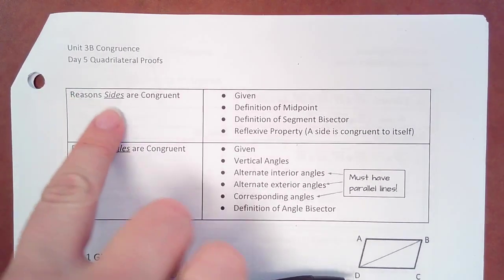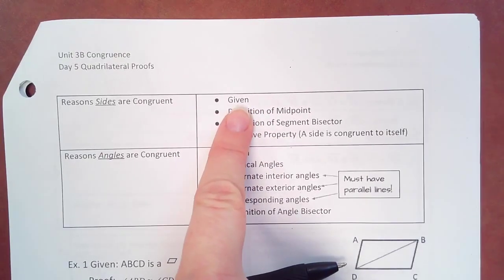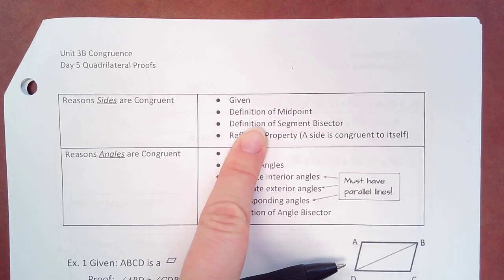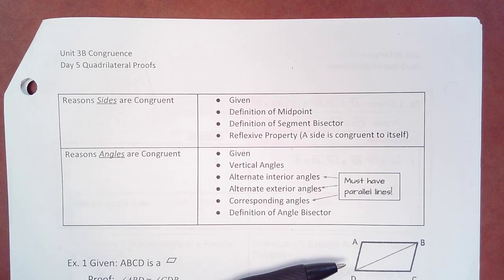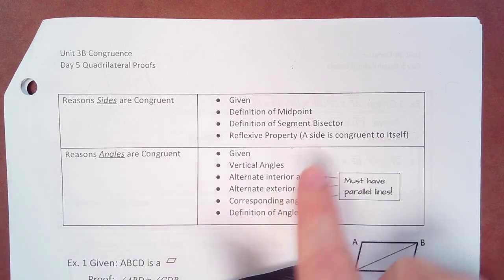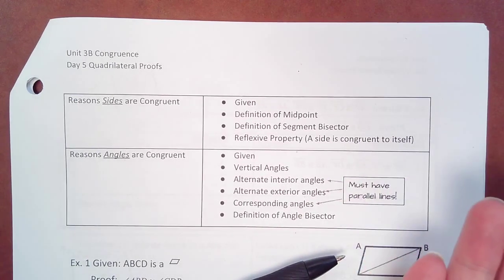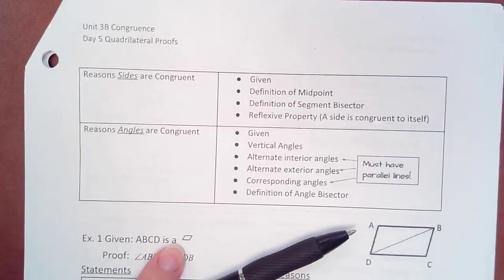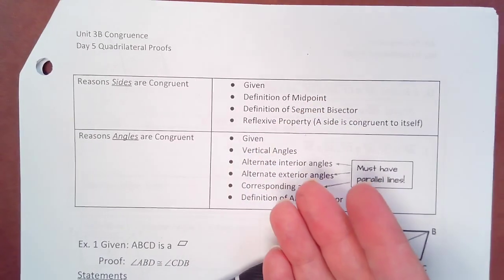Reasonings that we could say sides are congruent is if it's the given. If I said something's a midpoint, so definition of midpoint. If it is a segment bisector, so it's cutting the segment in half. Or if it's a common side, so reflexive. Also I could say if I was told it's a parallelogram, then I know that opposite sides are congruent, so that's a property I could use.